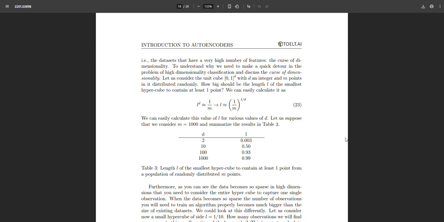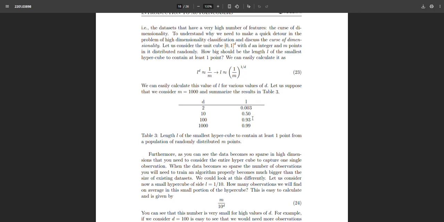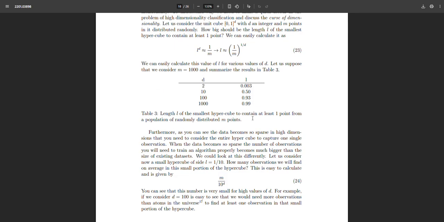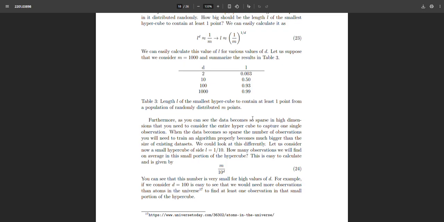This table shows a dramatic trend. As the dimension increases, the required side length L must approach the full length of the hypercube, which is 1. This means that in high dimensions, the data becomes incredibly sparse. To capture a single observation, you need to consider almost the entire high dimensional space. The gap between any 2 points in this massive space becomes indistinguishable from the maximum possible distance. When data is this sparse, any machine learning algorithm will struggle, as the relationships and the local neighborhood structures that many algorithms rely on simply disappear.